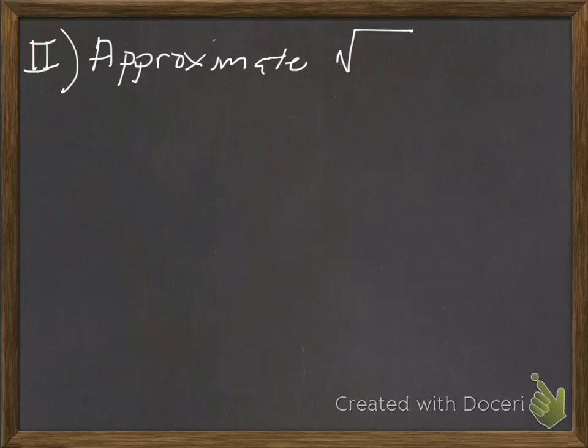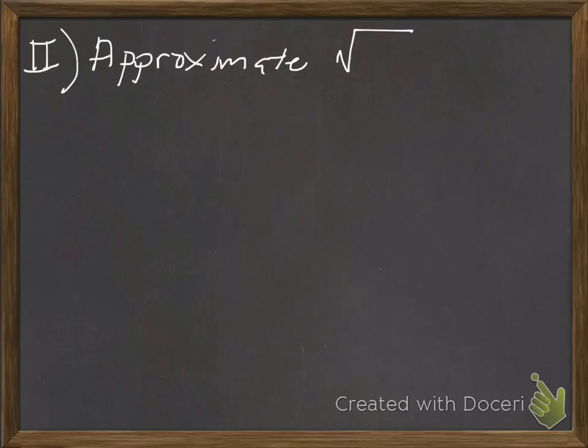The second part to 3-6 is approximating irrational numbers, the square roots of non-perfect squares. As an example, again, you're going to need the table for this. But this time you're going to go a little further and make two number lines to help you do this without a calculator.